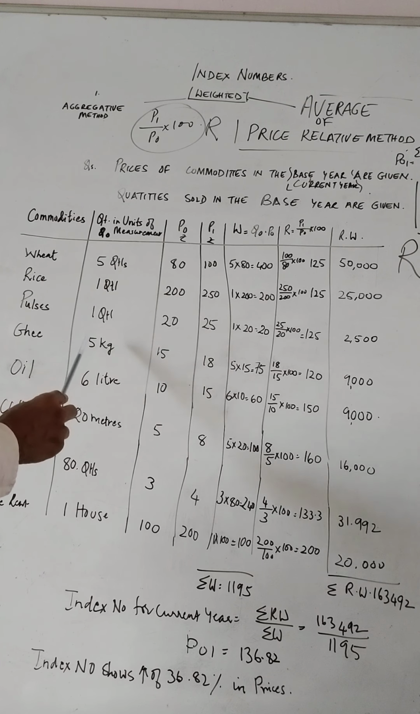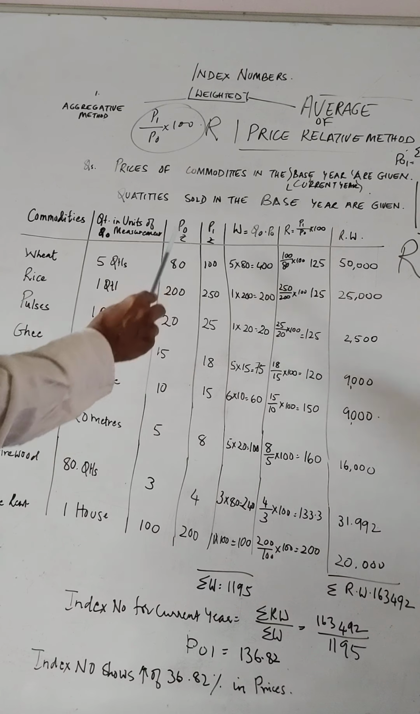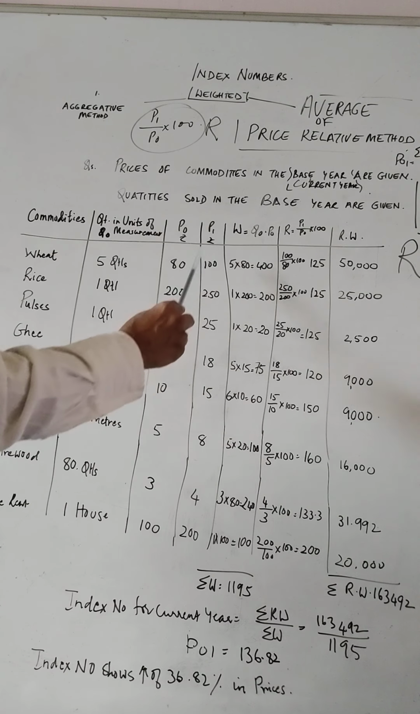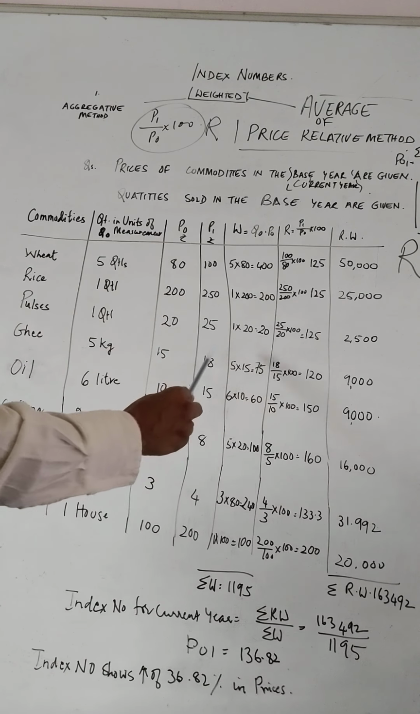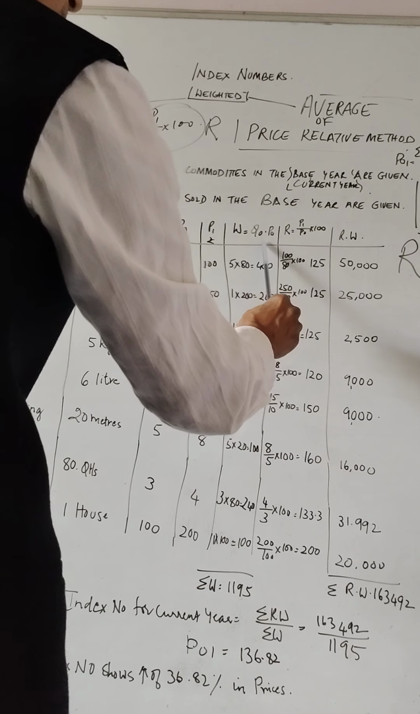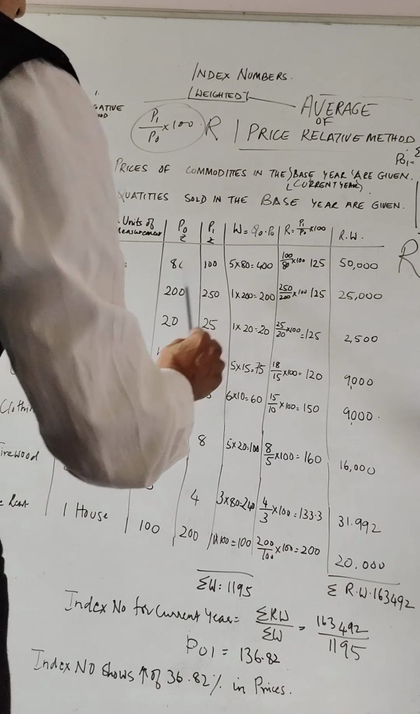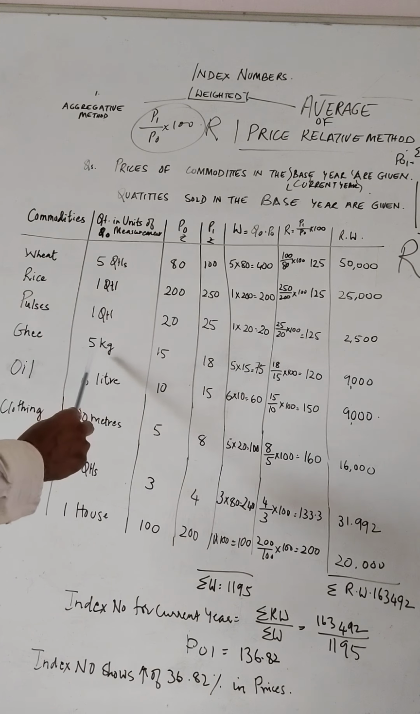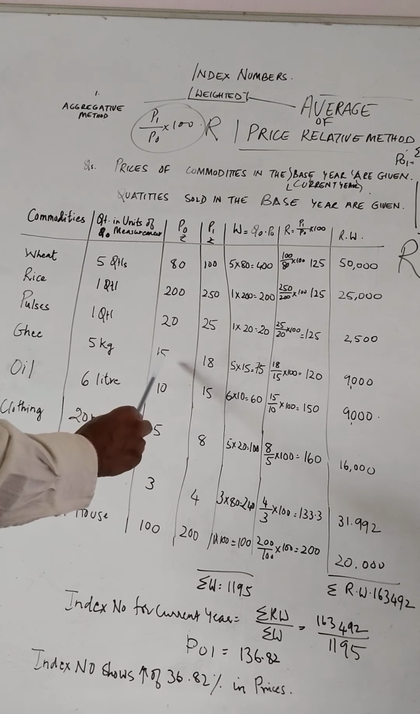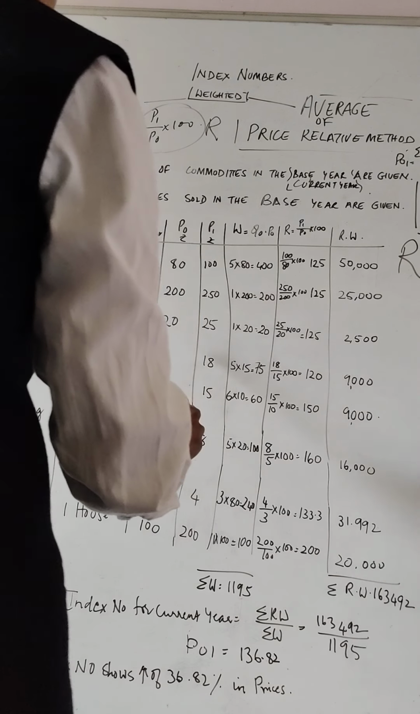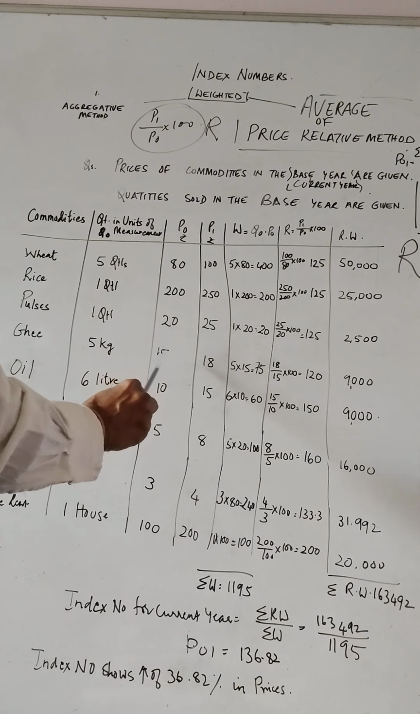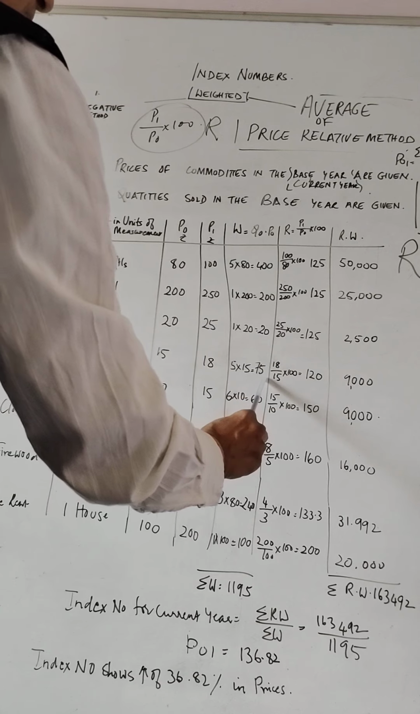Let's just take ghee. This person purchases ghee, 5 kgs of ghee. Base year price was 15. Current year price is 18. So you're working out the weights. Weights is Q0 into P0. That is base year quantity is 5 kg into price, that is 15. Price of the base year. 5 into 15 is 75.